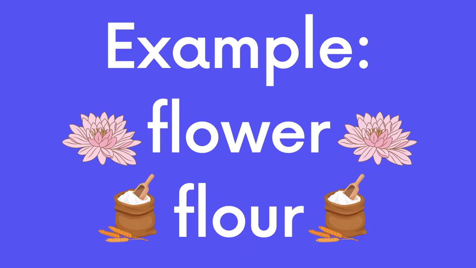So let me give you an example of that. An example is the word flower. Okay, so we have a flower like the plant, and that is spelled flower. But then we also have flour like the powdery substance that you use to bake, and that is spelled flour.